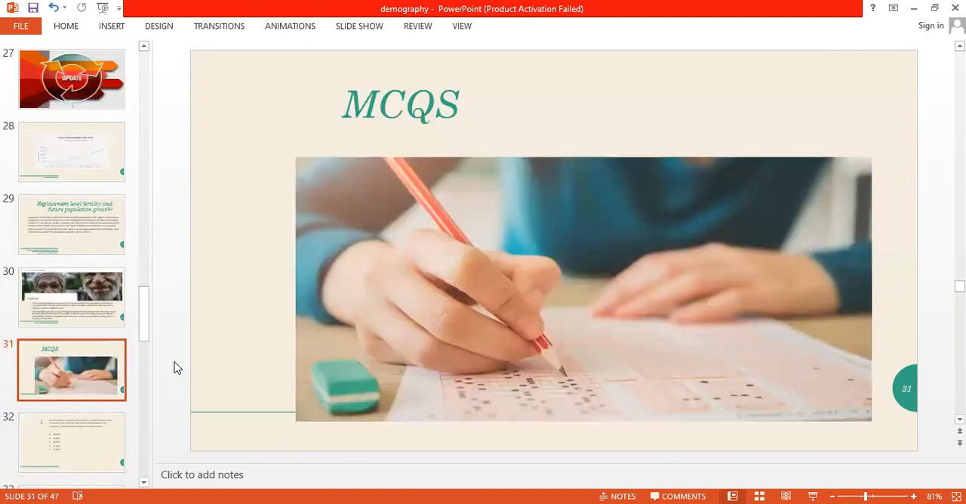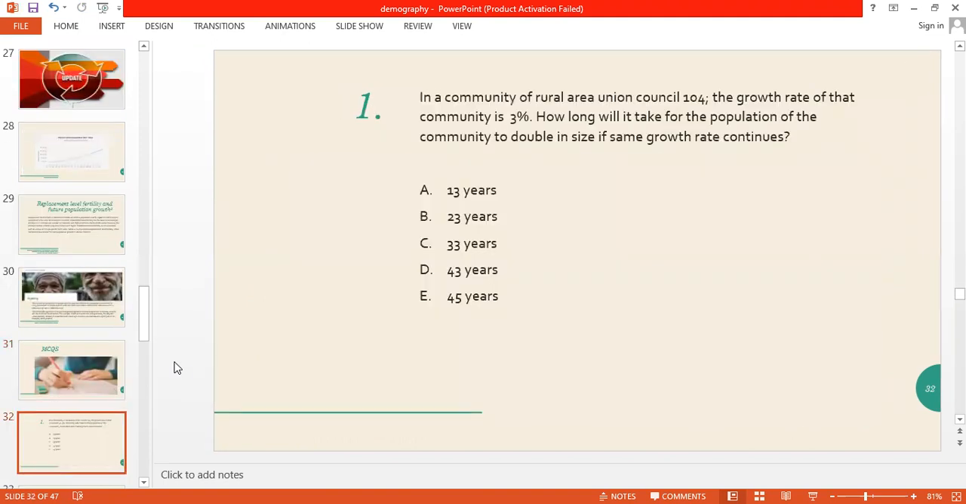Now it's time for the MCQs. In a rural community, Union Council 104, the growth rate of that community is 3%. How long will it take for the population of the community to double in size if the same growth rate continues? 13 years, 23 years, 33 years, 43 years, or 45 years?